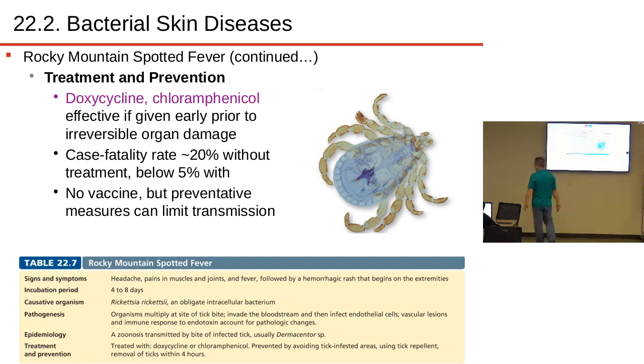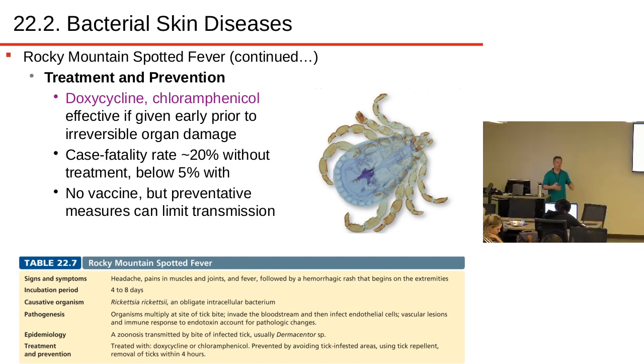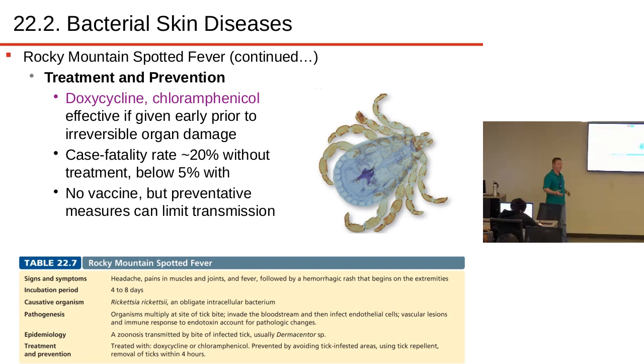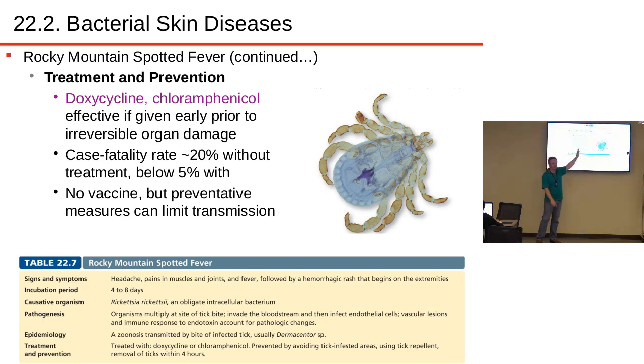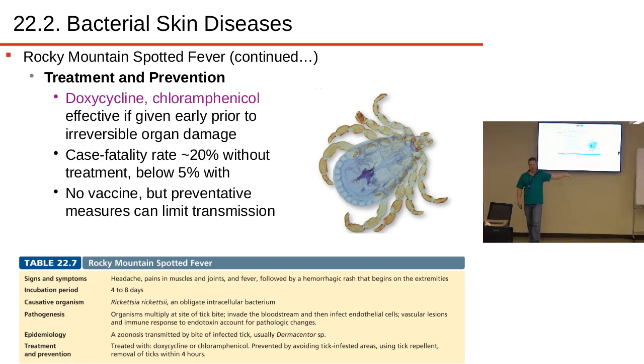Remember, chloramphenicol is something we're not going to use very often because it does have that aplastic anemia side effect for some people. So we do use it limitedly, but in this case, it is an important time to use it. Case fatality without treatment is about 20%. So you have about a 1 in 5 chance of dying if you don't get treated. Even with treatment, we can get it below 5%, but there's always a chance we can lose people because of the fact that it is so systemic and gets into the blood vessels.